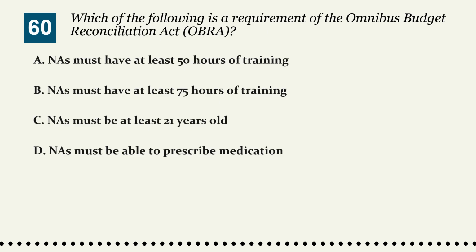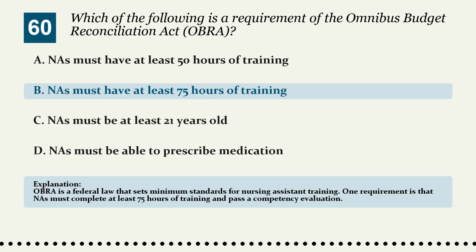Question 60. Which of the following is a requirement of the Omnibus Budget Reconciliation Act, OBRA? Option A, NAs must have at least 50 hours of training. Option B, NAs must have at least 75 hours of training. Option C, NAs must be at least 21 years old. Option D, NAs must be able to prescribe medication. The correct answer is option B. NAs must have at least 75 hours of training. OBRA is a federal law that sets minimum standards for nursing assistant training. One requirement is that NAs must complete at least 75 hours of training and pass a competency evaluation.